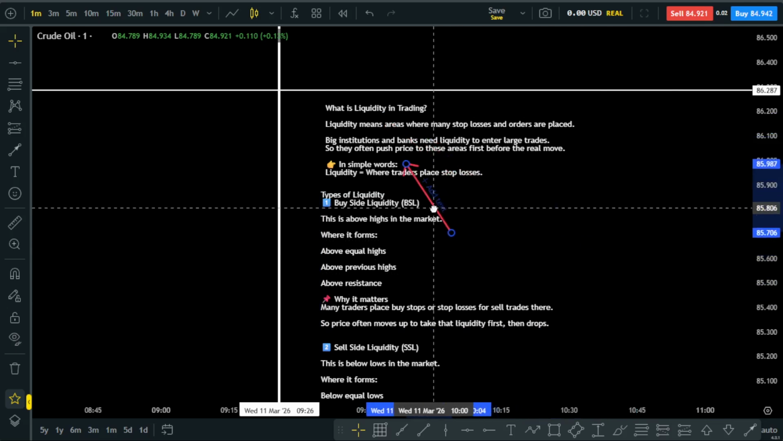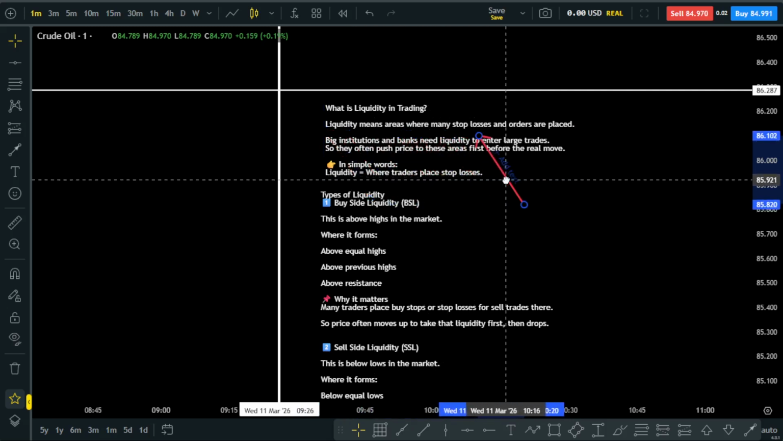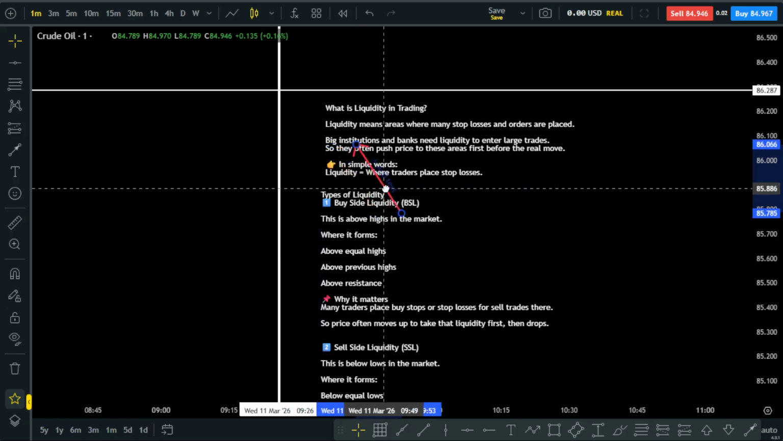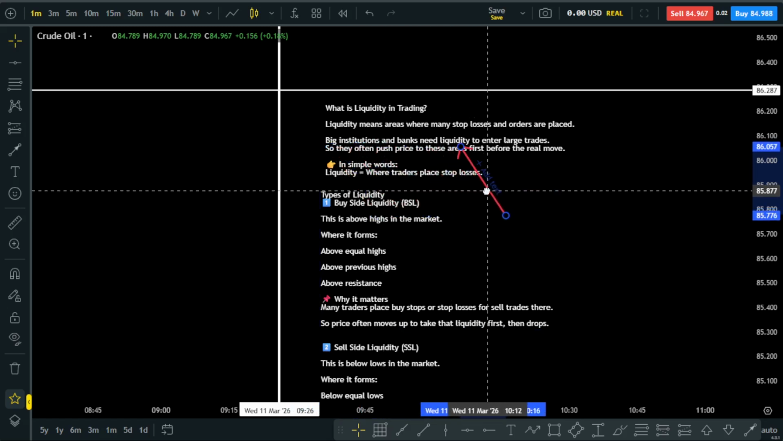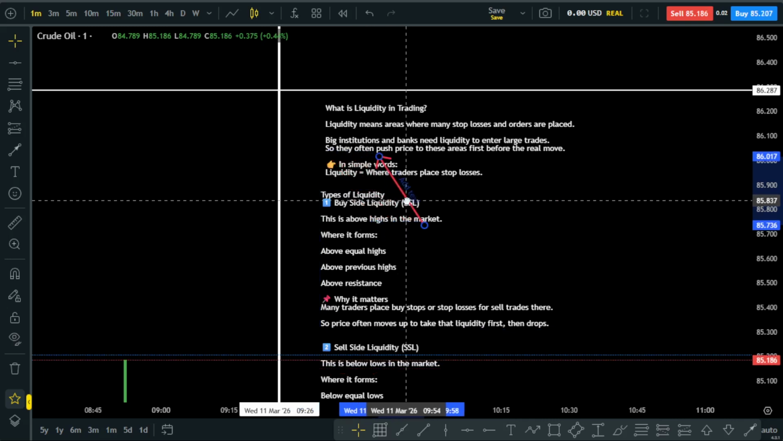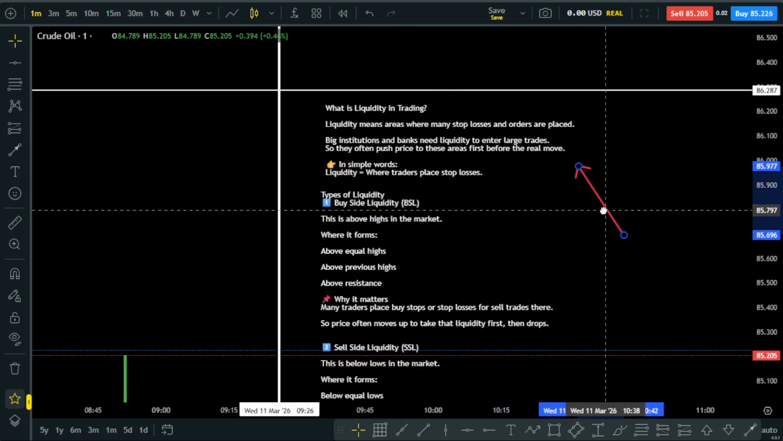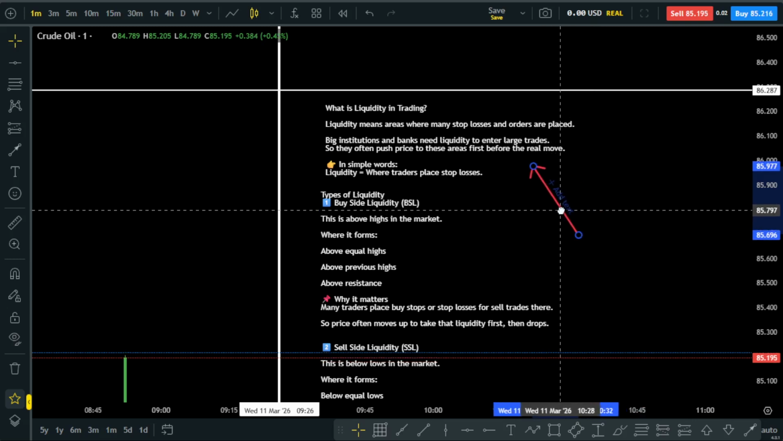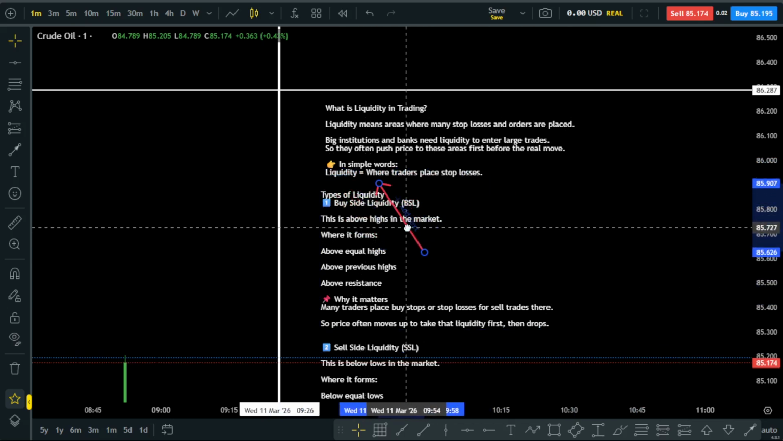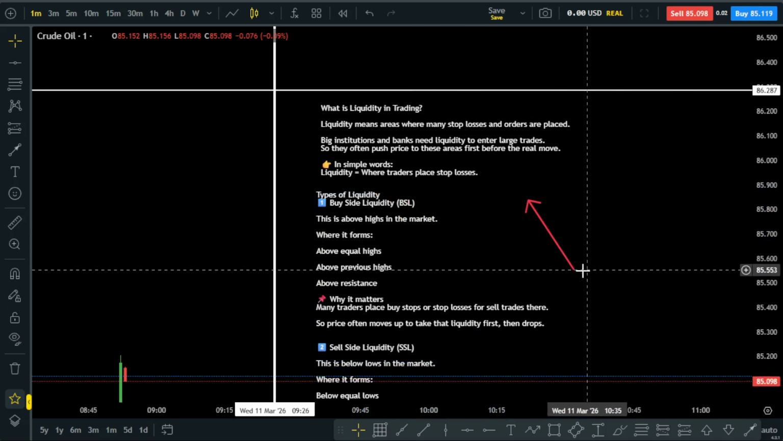Okay, let's get started. So I'm simply saying liquidity means areas where many stop losses and orders are placed. Big institutions and banks need liquidity to enter large trades, so they often push price to these areas first before the real move. In simple words, liquidity equals where traders place stop losses. In other words, liquidity is money.